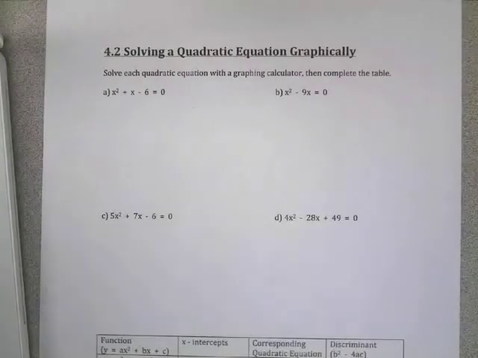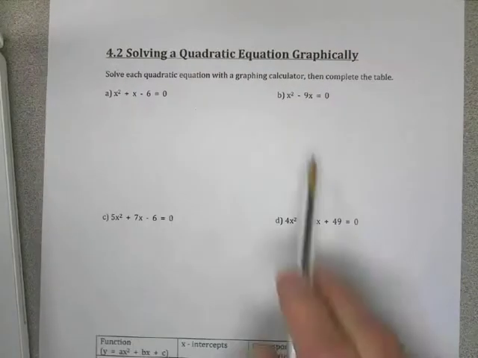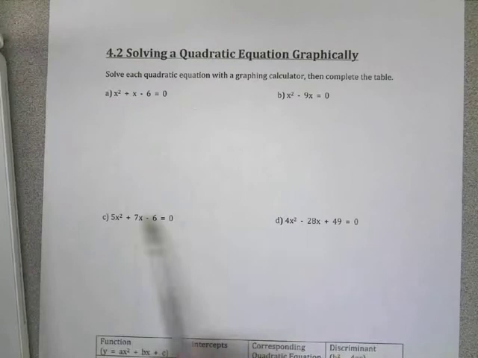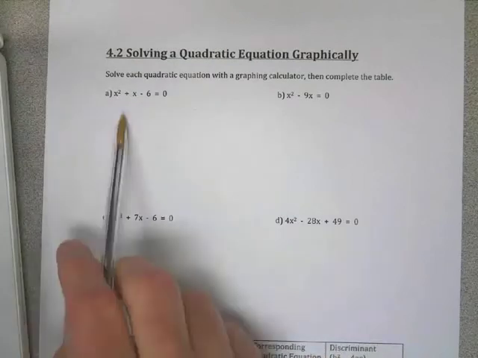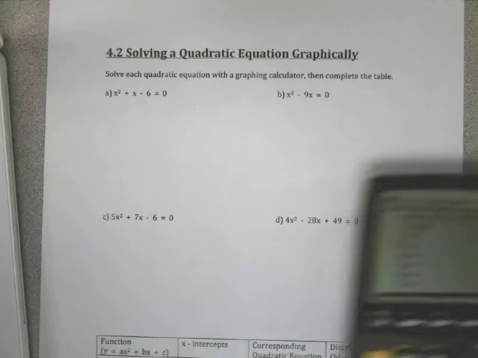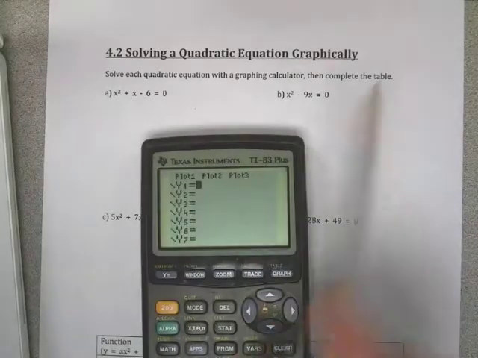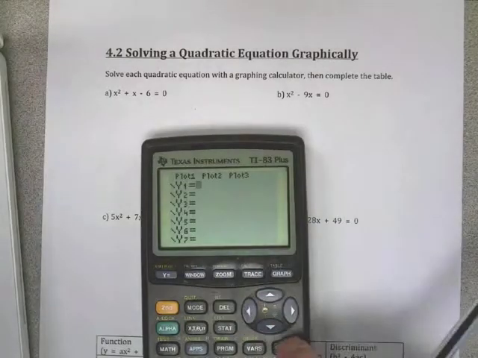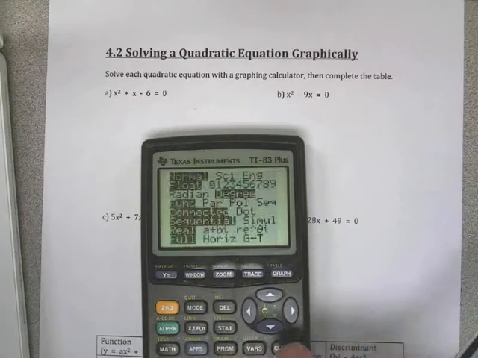Today we're going to look at 4.2, solving quadratic equations graphically. We're going to solve these four equations, and as you take a look at them, there's an x in each one. So I'm going to solve for x, and y has to equal 0. To do that, it says do it with a graphing calculator. So in my graphing calculator, I'll show you how to do this.